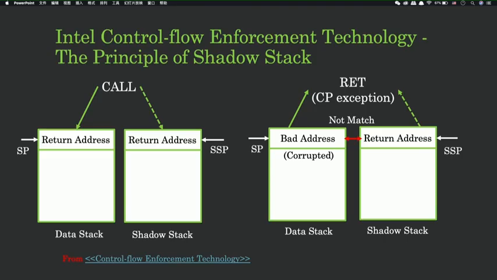So when the call returns, the CPU will check the return address on the data stack and compare it with the return address of the shadow stack. If they don't match, it means that the data stack return address is now corrupted. Now we have a mismatch. So at this point, the operating system will throw an exception, which is called the control protection exception, and it will give you different reasons why this failed. So that's the basic idea.